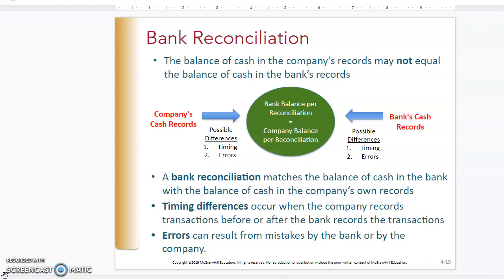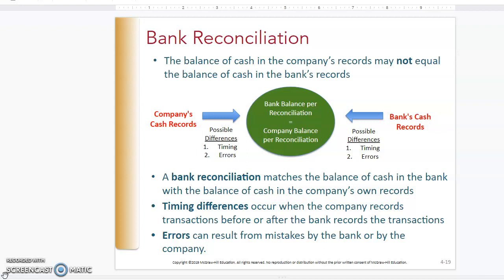Now, I've had students ask, since we have electronic banking and you can look at the bank's records anytime, do we still need to do a bank reconciliation? The answer is yes. And the reason is that there are things that can be recorded on one or the other that need to be accounted for. The only thing that electronic banking does is that it allows us to do a bank reconciliation at any time just by pulling up what the bank has recorded at that time.